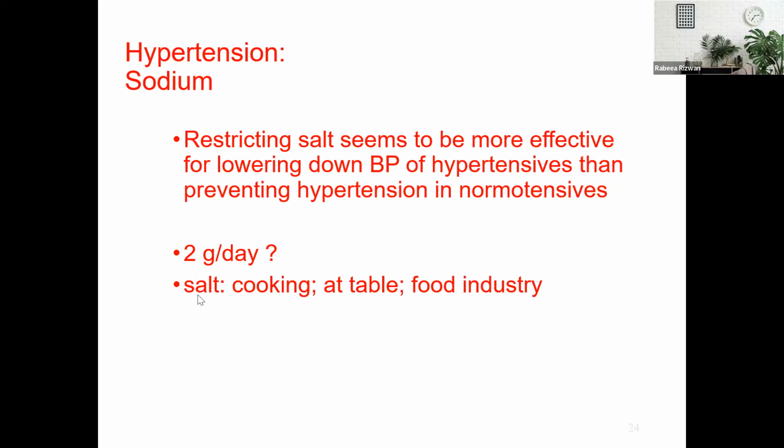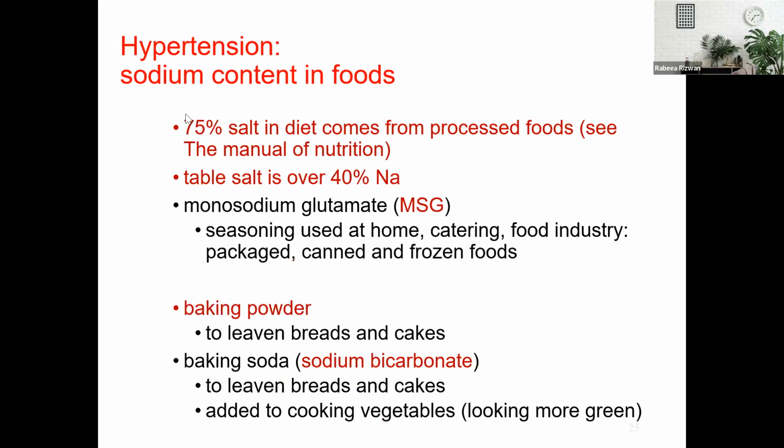And from which sources is the salt coming in our diet? In cooking, table salt, and from the food industry as well. But how? We will discuss it. Sodium comes in the form of foods in the diet, especially processed food. Why do we say that it's not a good meal? Because processed foods contain 75% of the salt. Then table salt contains 40% sodium. Then another is the taste enhancer, monosodium glutamate. It is also bad for our health. So avoid using it, but still in some catering and in canned and frozen foods, monosodium glutamate is there.